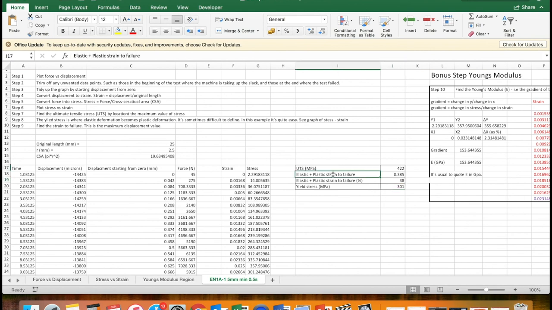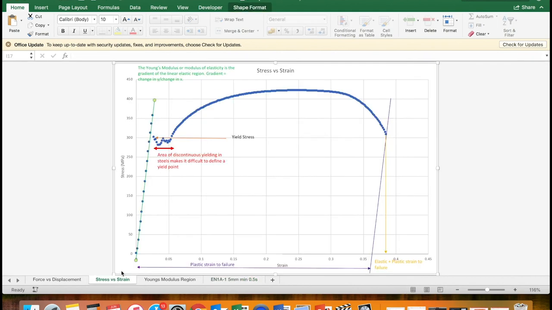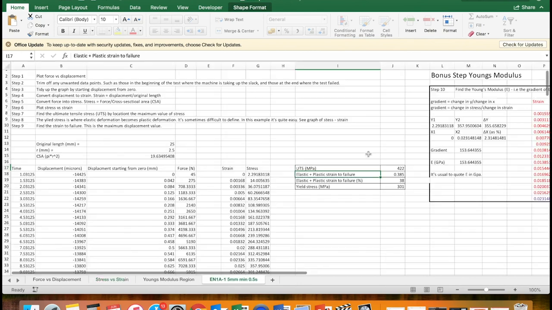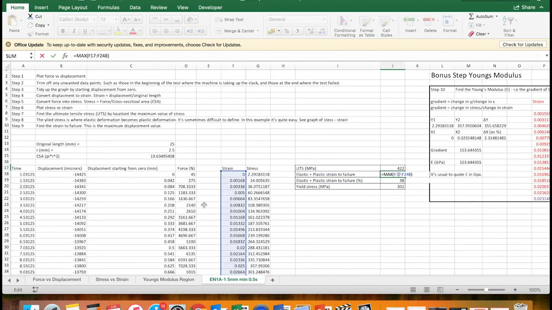Now the elastic plus plastic strain to failure. What's that? Well, if you have a look at the tensile strain, that's this here. That's the maximum strain that we got. Now, how do you work that out? Well, again, that's quite easy. It's really just the maximum of this column here. So that's done there.